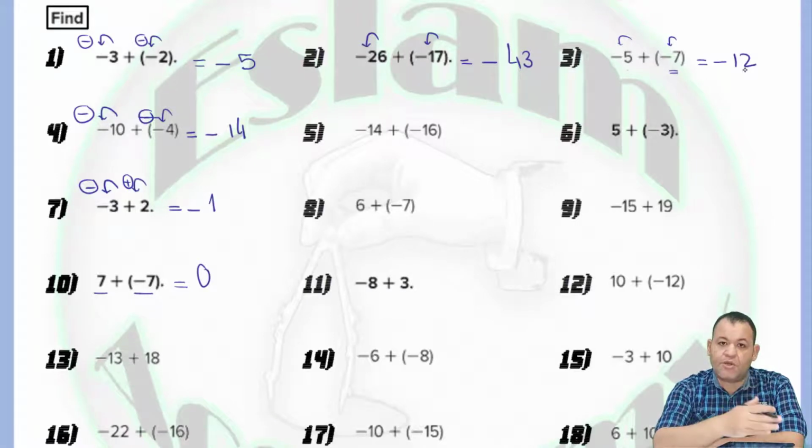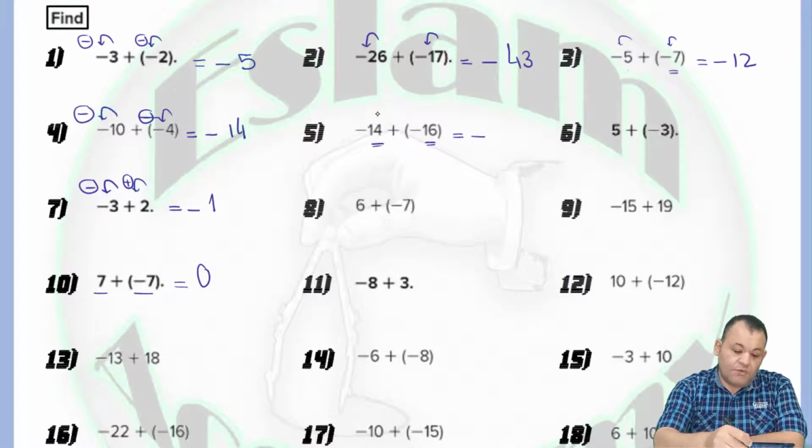So number 1, write the sign of the greatest number. Number 2, if the two numbers have the same sign, we will add them. If the two numbers have different signs, I will subtract. So for question number 5, negative 14 plus negative 16. 16 is greater than 14 and 16 is negative, so the answer now would be negative. 14 is negative, 16 is negative. The two numbers have the same sign, so we will add them. 14 plus 16 equals 30.